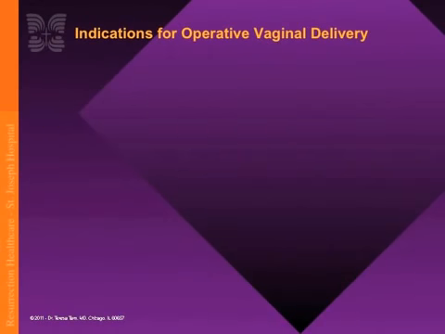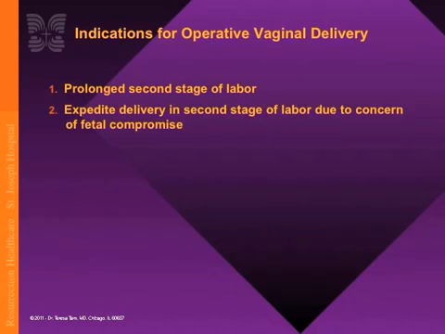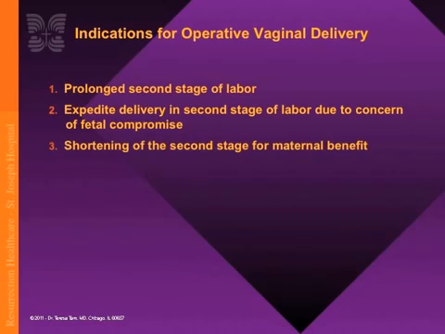The indications for operative vaginal delivery include a prolonged second stage of labor, to expedite delivery in second stage of labor due to concern of fetal compromise such as a non-reassuring fetal tracing, or shortening of the second stage for maternal exhaustion or presence of maternal cardiac disease.